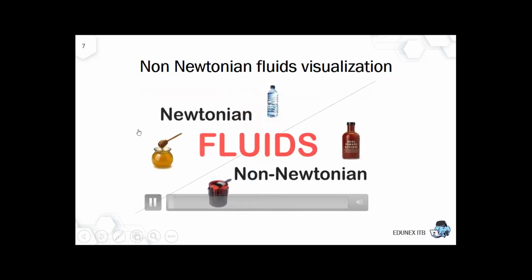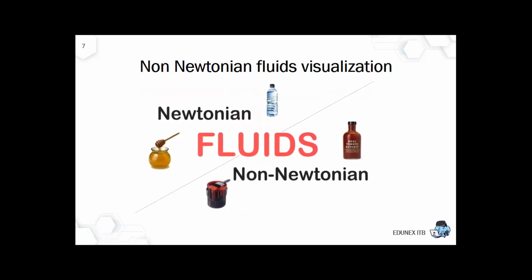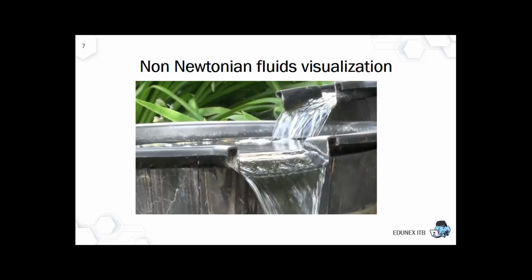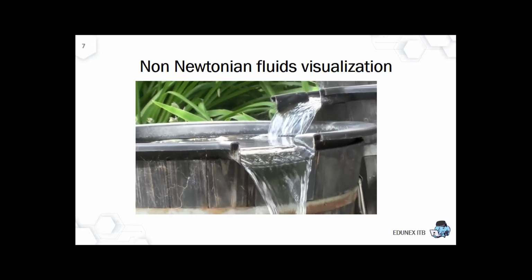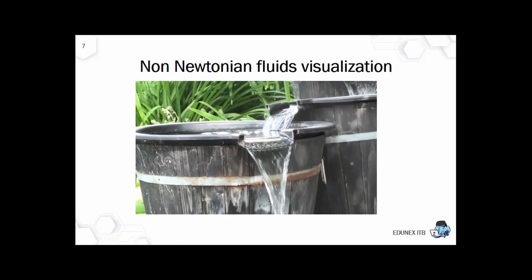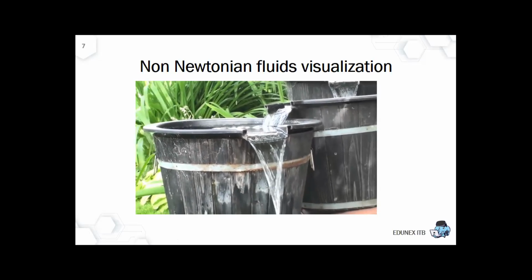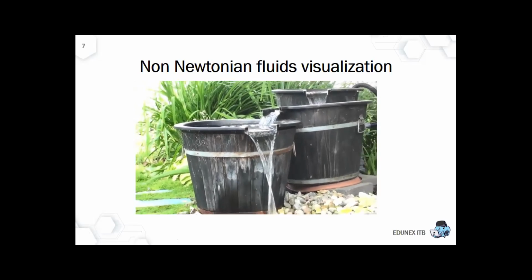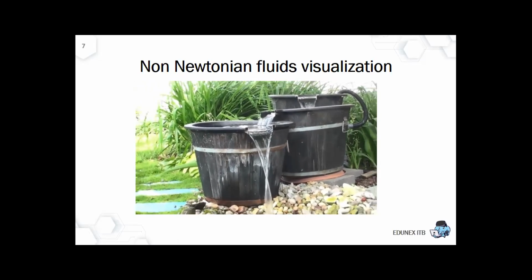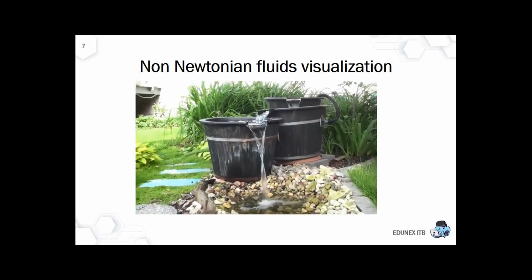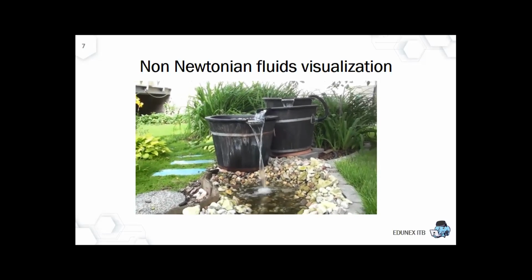Today we're going to take on the interesting topic of Newtonian and non-Newtonian fluids. A classic Newtonian fluid is water. Water has a very predictable viscosity and will always flow predictably regardless of the forces acting on it. Newtonian fluids also have predictable viscosity changes in response to temperature and pressure changes.